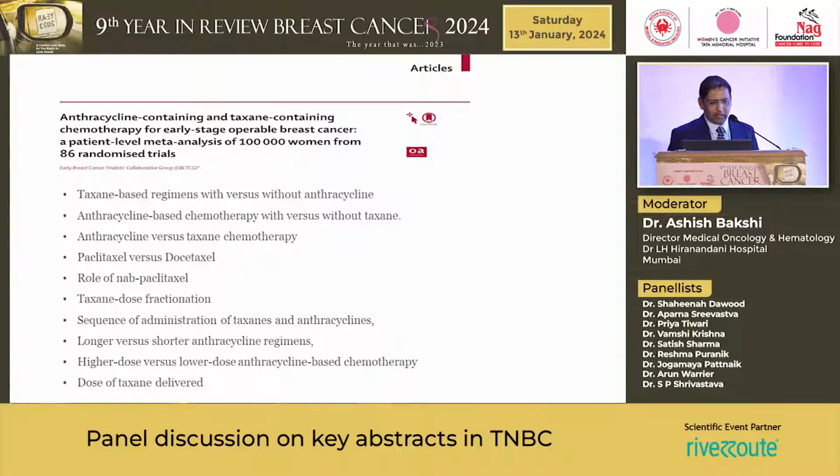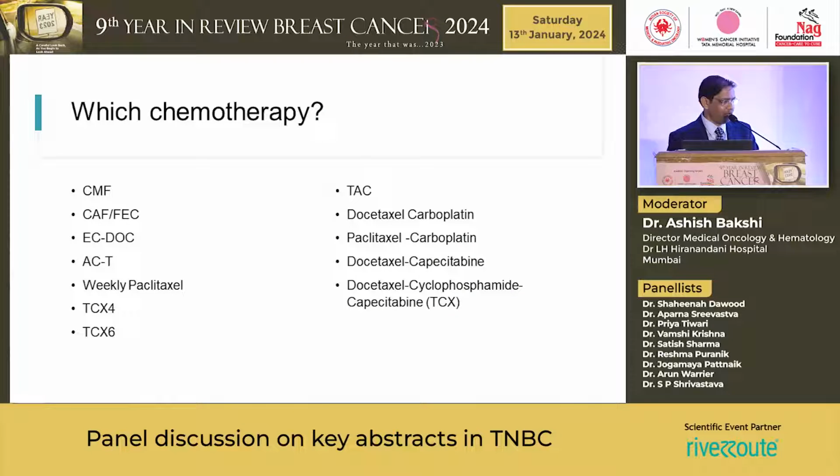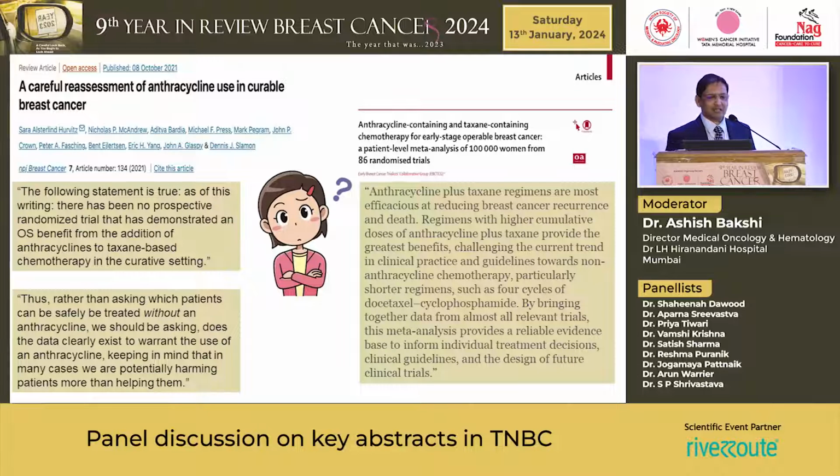All right. Now, coming to the other abstract that was discussed regarding the meta-analysis by EBCTCG. Which chemotherapy for this patient? On one hand, we have almost 15 to 20 different regimens available that many times all of us use in clinical practice. This is the meta-analysis on your right-hand side, and on your left-hand side is a review article written by Dr. Sarah Hurwitz, with a lot of luminaries in the field of breast cancer as authors. These are the conclusions from this study, which was published in 2021.